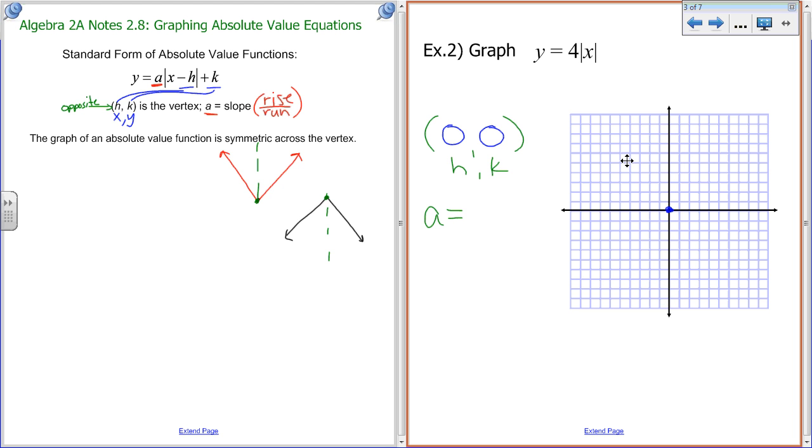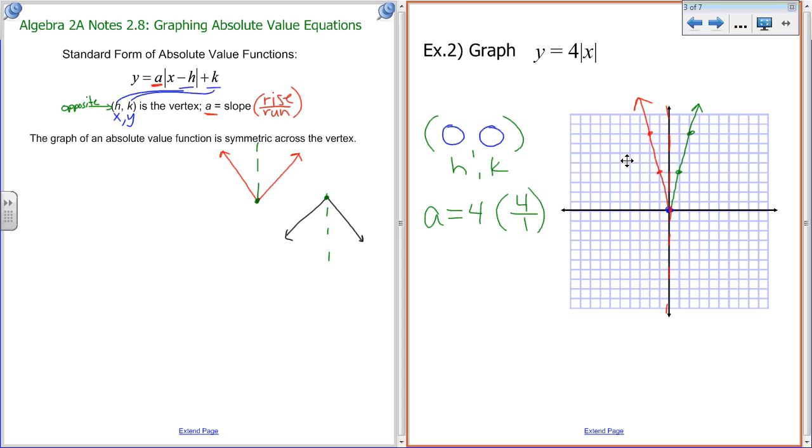So my vertex is 0, 0. My a value this time is 4, which means my rise is 4. I have a run of 1. So on my graph, I'm going to go up 4 over 1, up 4 over 1. We run out of room rather quickly. Graph that and connect it. We're going to put an arrow there because just like our linear functions, it's continuous. It keeps going. But what I need to do now is reflect this point. So I'm going to reflect over. I was 1 unit away. We need to draw that dashed line in. 1 unit away, 2 units away, and there's my lovely V.